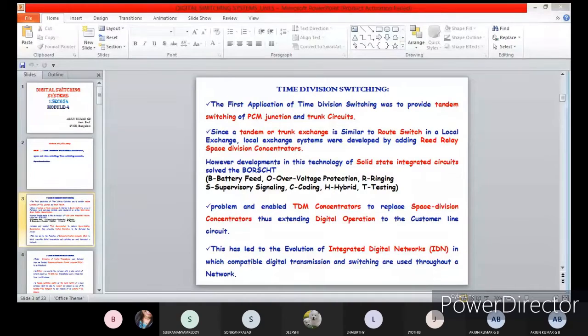In previous decades, in telephone exchanges, these are some of the important call features they added to particular lines or particular subscribers.